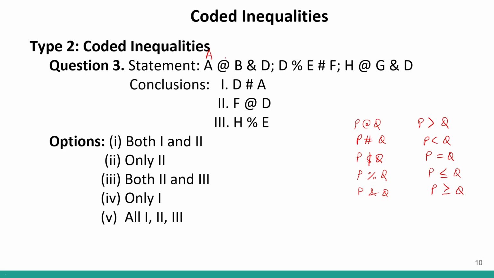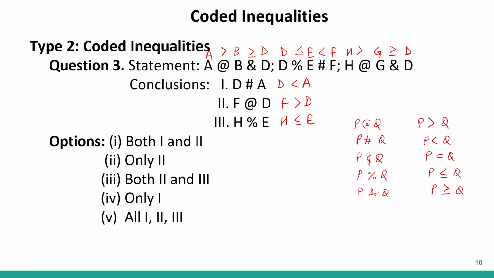So a and b means a is greater than b, and this sign means, correct. D is basically less than or equal to E, and E is less than F. H is greater than G and G is greater than or equal to D. Correct? Coming to the conclusions. D is less than A, F is more than D, H is less than or equal to E. Now we will solve.